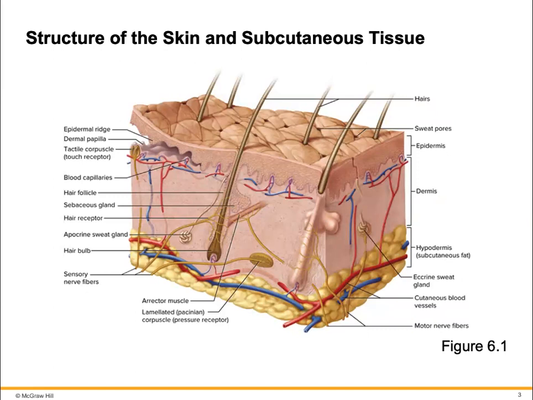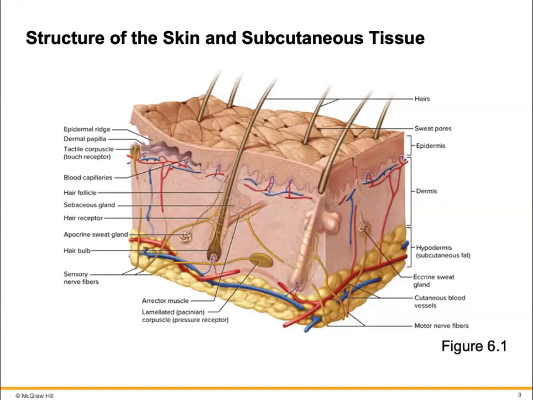Then below the dermis, you'll notice the hypodermis, which is also known as the subcutaneous layer or the subcutaneous fat layer. That layer is primarily made up of adipose tissue, which are our fat cells and the corresponding fat extracellular material. And we have larger blood vessels within that area as well.